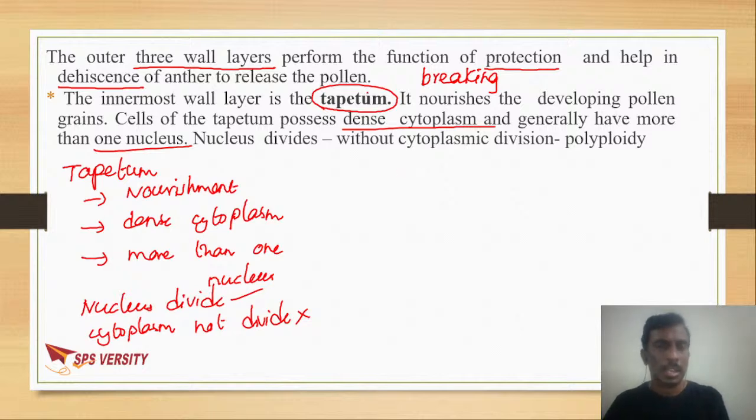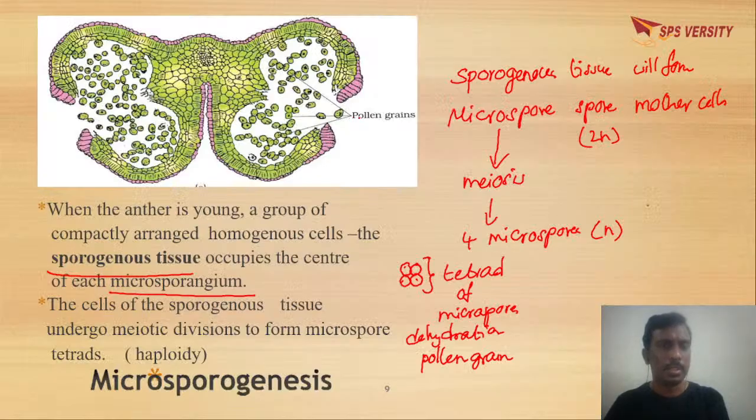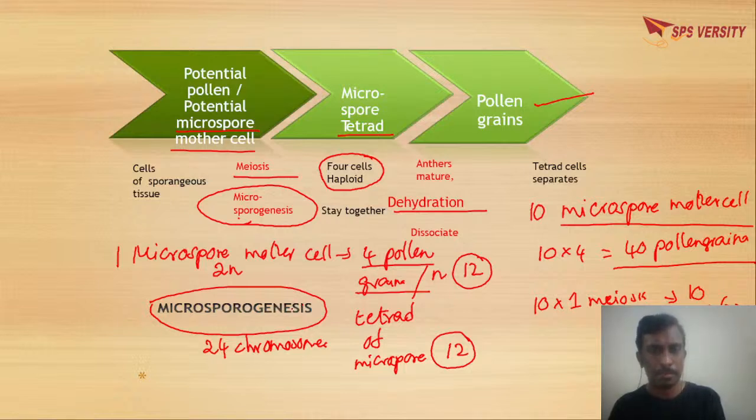Below the tapetum, what is present? Sporogenous tissue, which is diploid. Here you should remember which structures are haploid and which are diploid. Microspores and pollen grains are haploid. The microspore mother cell, sporogenous tissue, and the remaining ones, that is the epidermal cells, endothecium, and middle layers, are all diploid.